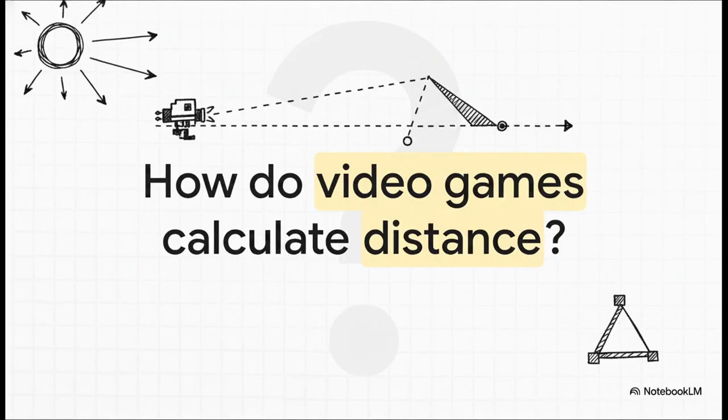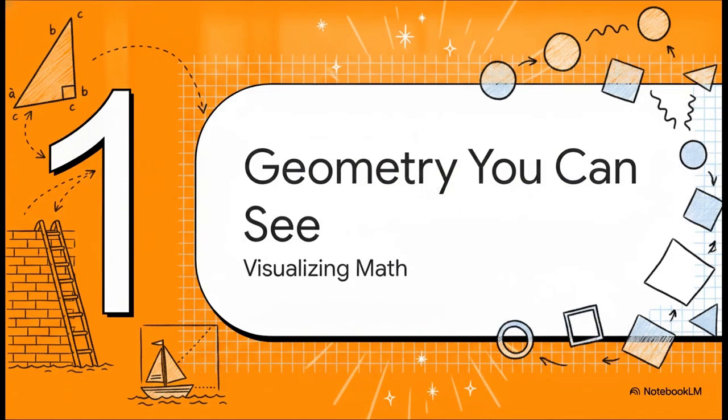You might think it takes some insanely complex modern computer algorithm, right? Well, actually, scratch that. The core math powering all of that is a surprisingly simple formula you've probably known since middle school, the Pythagorean Theorem. Let's kick things off with Section 1, Geometry You Can See.